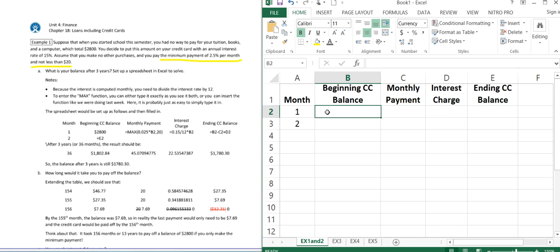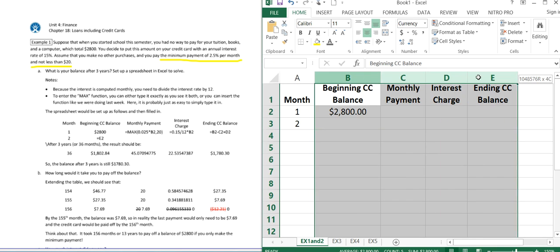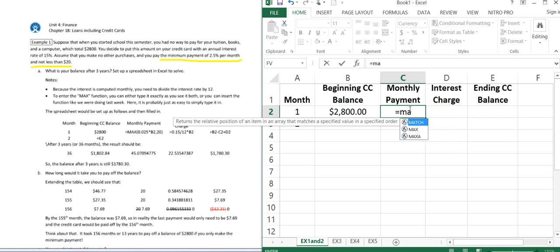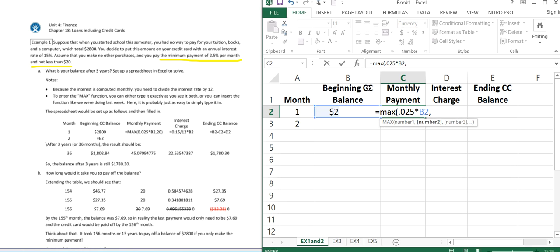All right, so suppose that we start our first month, we have a balance of $2,800. And again, I have formatted these 4 columns to be currency, just because it makes it easier to look at. So my monthly payment is going to be, we're going to use the max function. So we're just going to type in MAX, and it's going to be the max of either 2.5% of my balance, so 0.025 times, and then the cell reference of your beginning balance, or comma, 20 bucks.